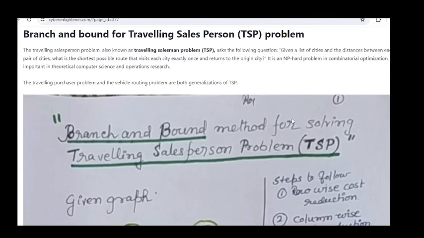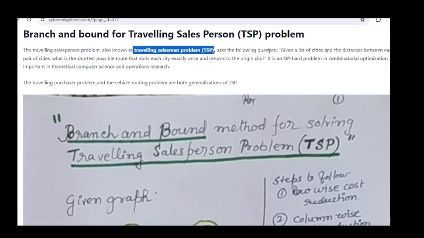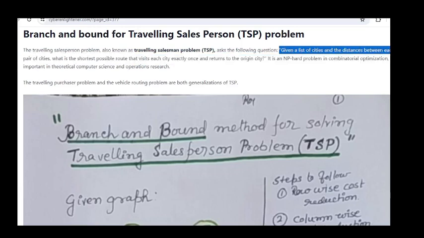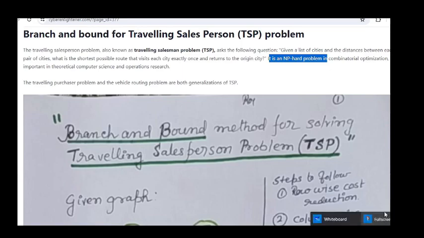Let's see. So the traveling salesperson problem, also known as TSP, asks the following question: given a list of cities and the distances between each pair of cities, what is the shortest possible route that visits each city exactly once? This is the catch. And returns to the original city. So it is an NP-hard problem. NP-hard problem we will discuss next time, but remember the NP-hard problems are unsolvable in polynomial time. Polynomial time, you know what is polynomial time. What is a polynomial example, students?